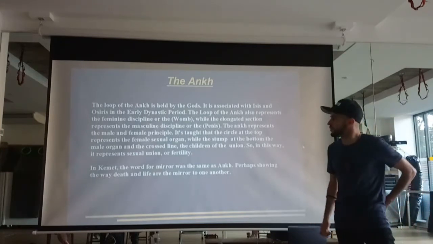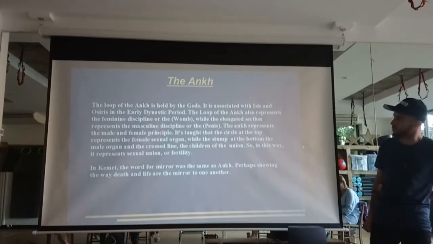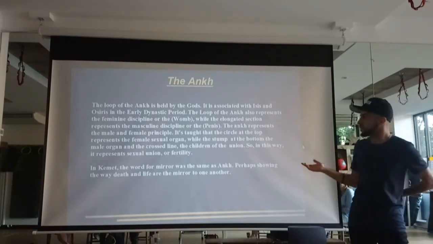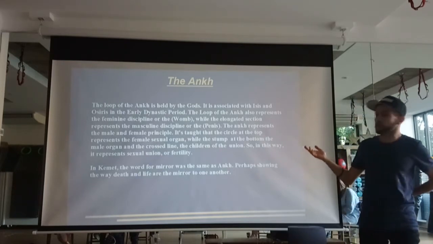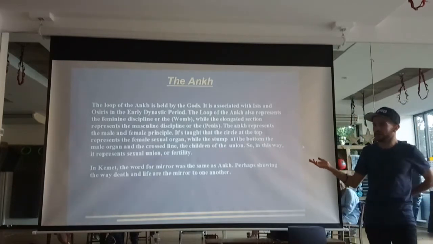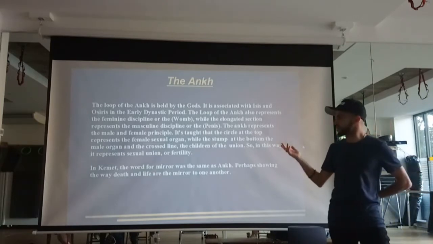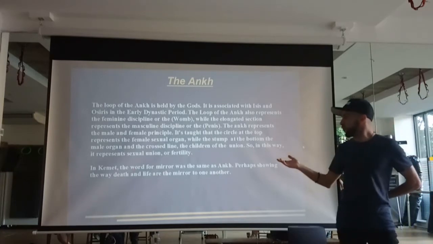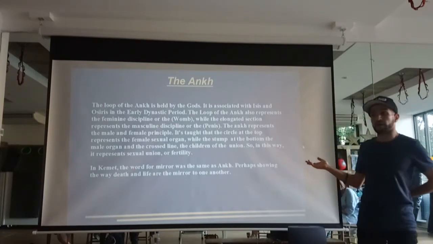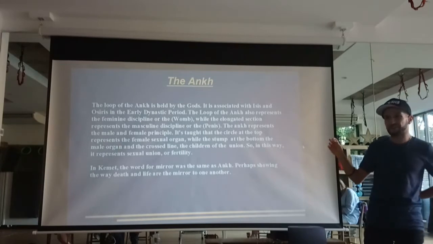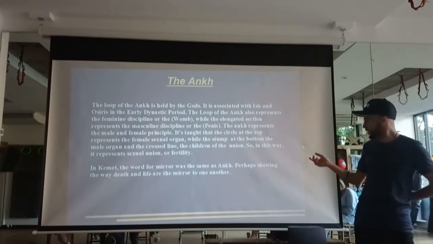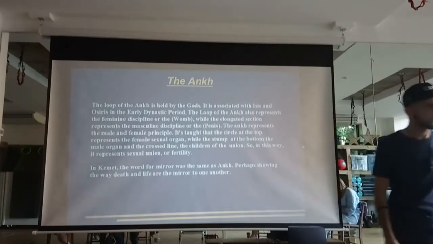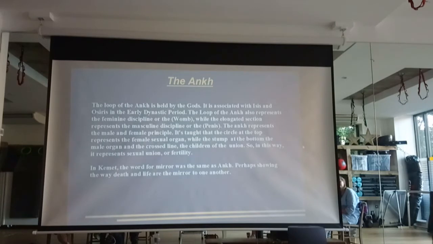The Ankh represents the male and female principle. It is taught that the circle at the top represents the female sexual organ, while the stump at the bottom represents the male organ, and the cross line represents the children of the union. So in this way, it represents the sexual union or fertility. In Kemet, Egypt, the word for mirror was also the same as Ankh. I don't know how they pronounce it, but I think it's pronounced in that sort of way. Perhaps showing the way death and life are mirrors to one another. Again, it goes back to eternal life, that we don't really die.